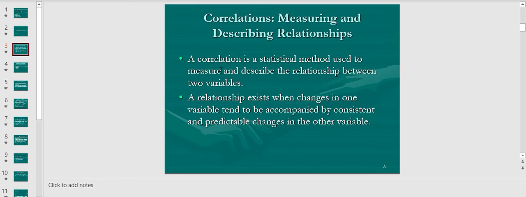In the previous lecture, we learnt about the concept of correlation, how the correlation between two variables, independent or dependent variable, or x and y variable, is computed. Actually, a correlation is a statistical method used to measure and describe the relationship between two variables. A relationship exists when changes in one variable tend to be accompanied by consistent and predictable changes in the other variable.